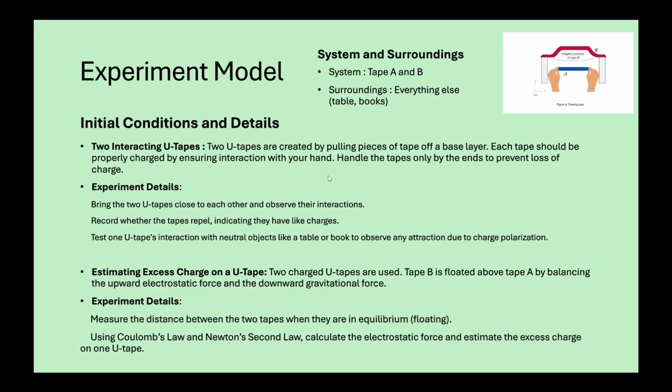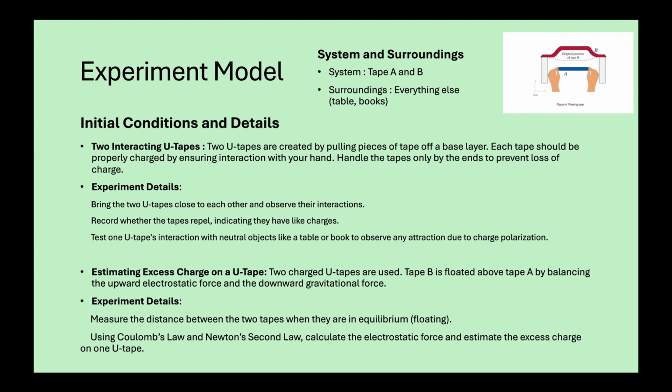So for the experimental model, the first experiment, which included 2 interacting U-tapes, involved taping 2 U-tapes onto a table and pulling off the top one. And this would test whether the charges had been polarized on the tape.